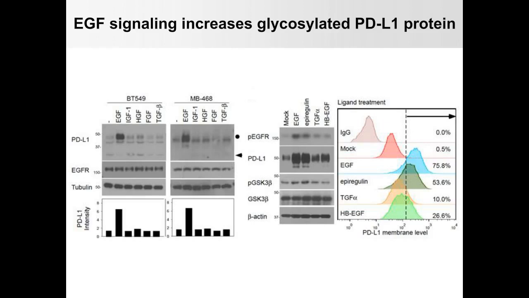Because EGF is a ligand of EGFR, we also confirmed this result by adding different types of EGFR ligand. And we found that as long as EGFR is activated, PD-L1 expression also increases. The right panel shows flow cytometry measuring that the membrane-bound PD-L1 is upregulated by EGF ligand.